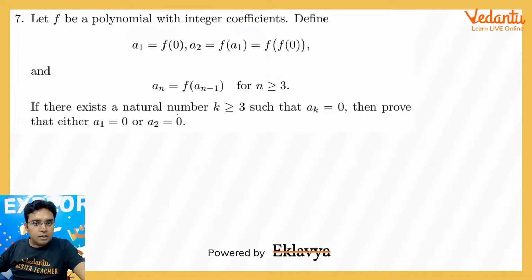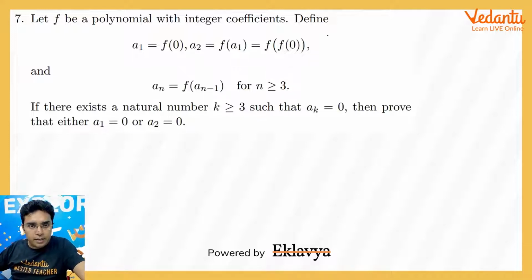If there exists a natural number k greater than or equal to 3 such that ak is equal to 0, then prove that either a1 is equal to 0 or a2 is equal to 0. This question is from one of the prestigious exams we call Putnam, from a previous year. You can check the data is slightly changed, some variables are changed, you can see what exactly the difference is.